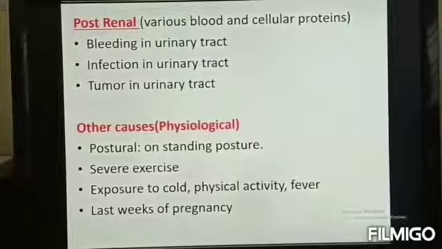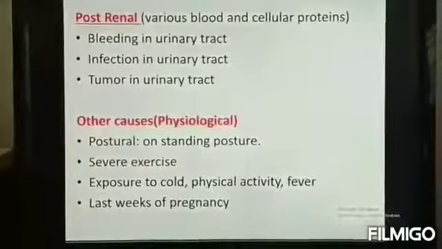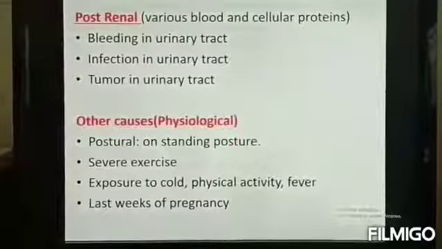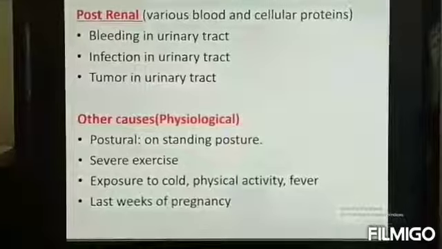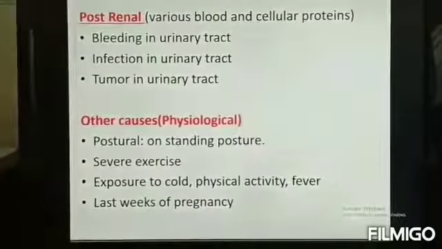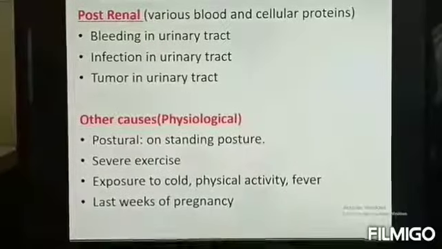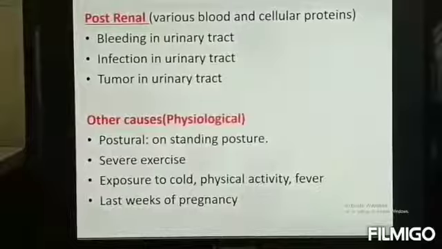Other causes, most commonly physiological causes of proteinuria, are postural. On long standing position, the protein is excreted in the urine. Other causes are severe exercise, exposure to cold, physical activity and fever, and the last week of pregnancy. These are the physiological causes of proteinuria.